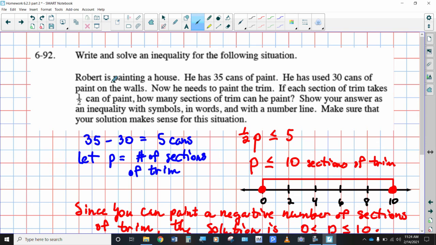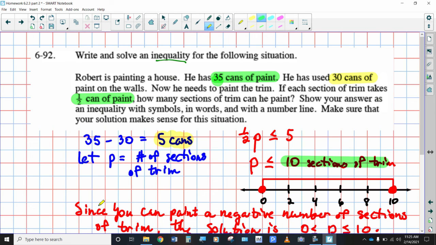All right, what have we here? Write and solve an inequality for the following situation. Robert is painting a house. He has 35 cans of paint. He has already used 30 cans. So that means he's got 5 cans remaining. Now he needs to paint the trim. If each section of trim takes 1/2 of a can of paint, that literally means that you can do 2 sections for every can, which means you're going to be able to paint 10 sections of trim with 5 cans of paint.